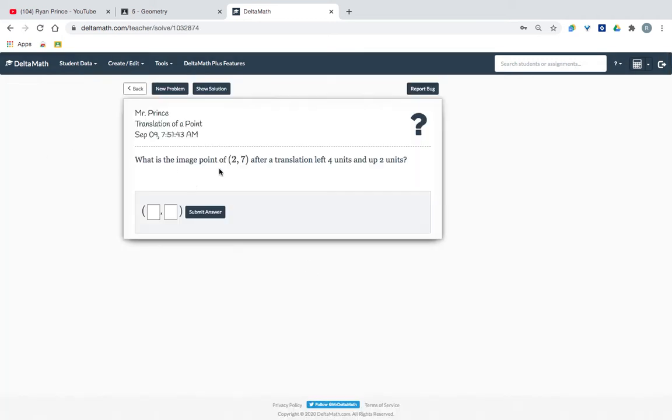This is: what is the image point of (2, 7) after a translation 4 units left and up 2 units? So left 4 units: left and right, we talk about the x number. Left goes down, right goes up. So that means 2 minus 4 will be our x value. So 2 minus 4 is negative 2. 7 is our y value. Up and down is the y value because the axis goes up and down. It says go up 2 units, so you're going to add 2 to 7 and make that 9.